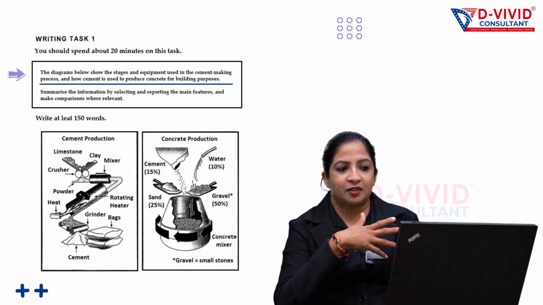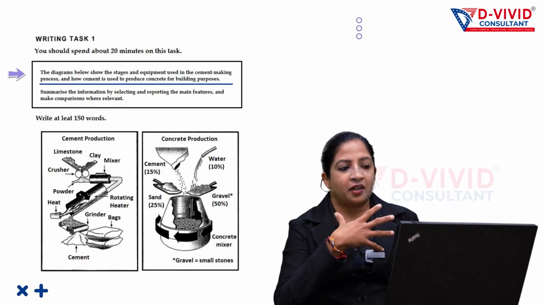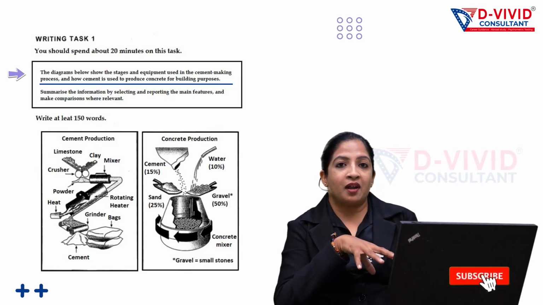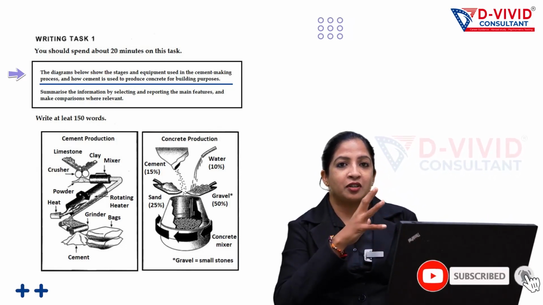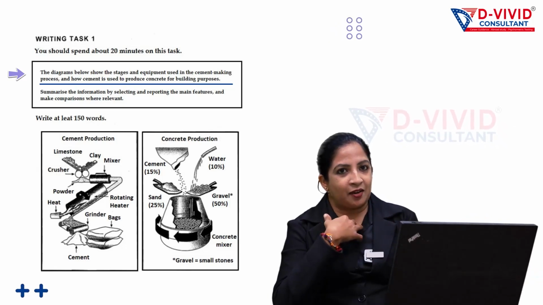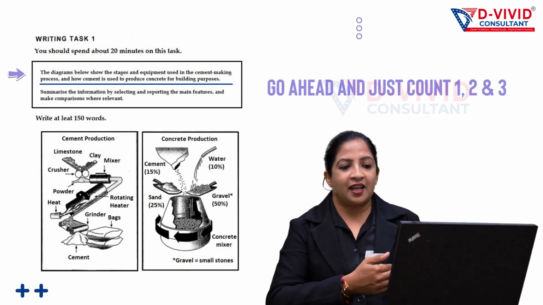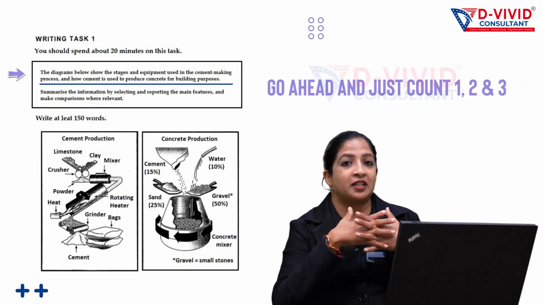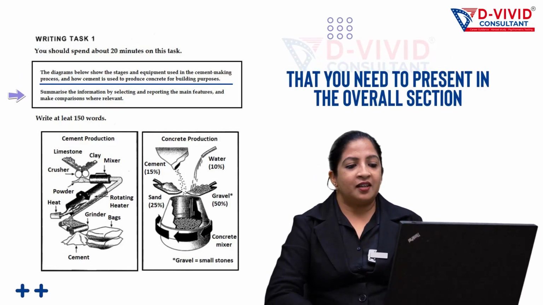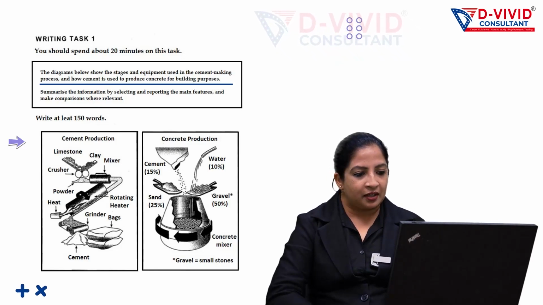Now in the previous process I had told you something about how to construct your overall. So do you remember now what all things you should include in the overall? I will say it first. I would like you to revise it. Go ahead and just count 1, 2 and 3, which were the 3 points that you need to present in the overall section.